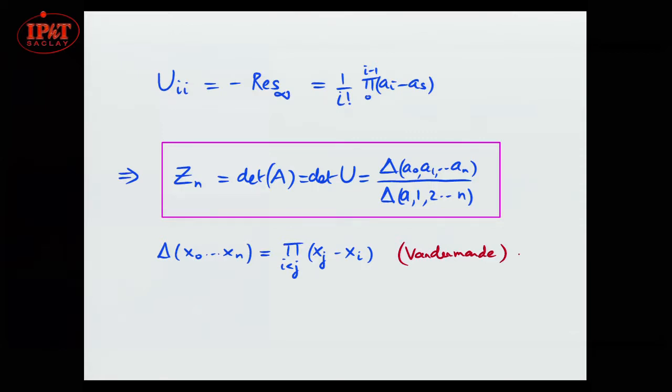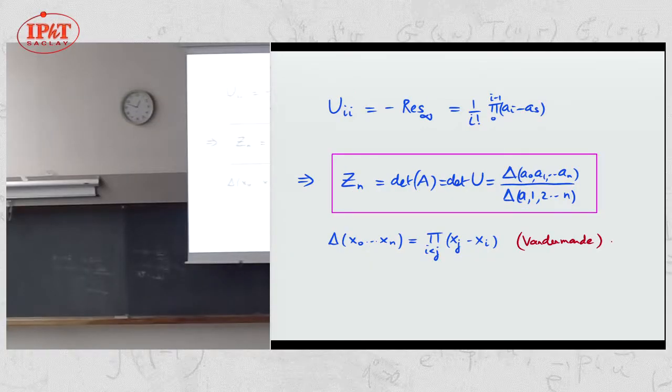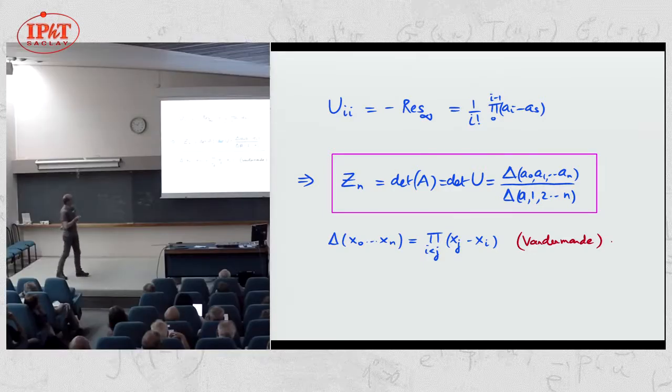So this does the LU decomposition trick. Then you can even compute the diagonal elements of U explicitly. They're very nice. And so the partition function now becomes the ratio of 2 determinants, which are the Vandermonde determinants. One is of the A's, the end positions, and one is of the initial positions, 0, 1 up to n. So a very simple formula for the partition function. That was the first step, the partition function.